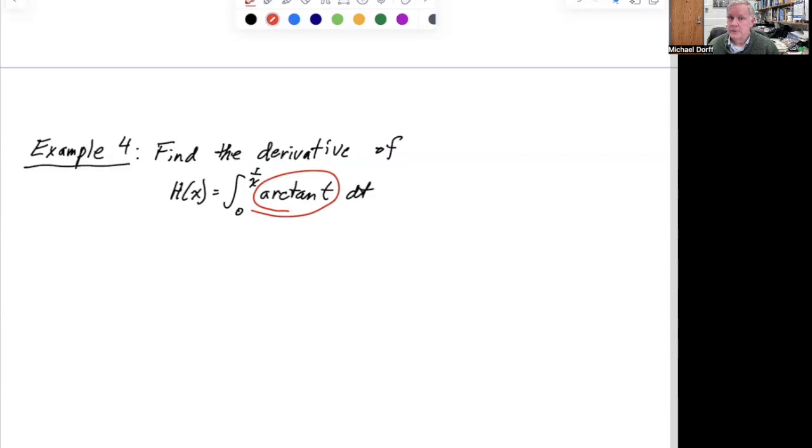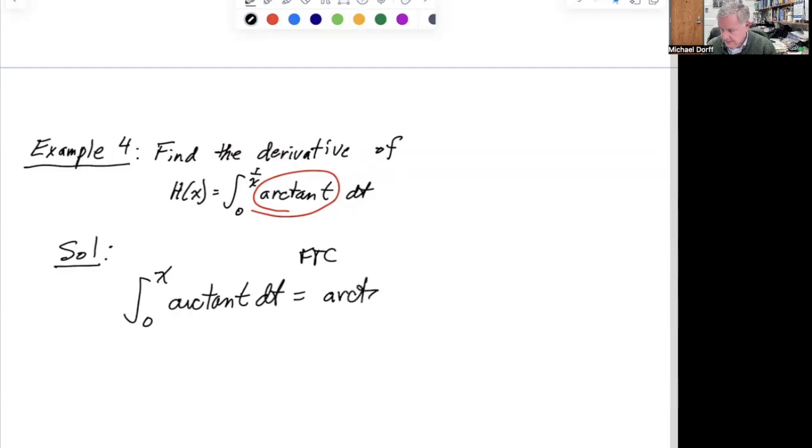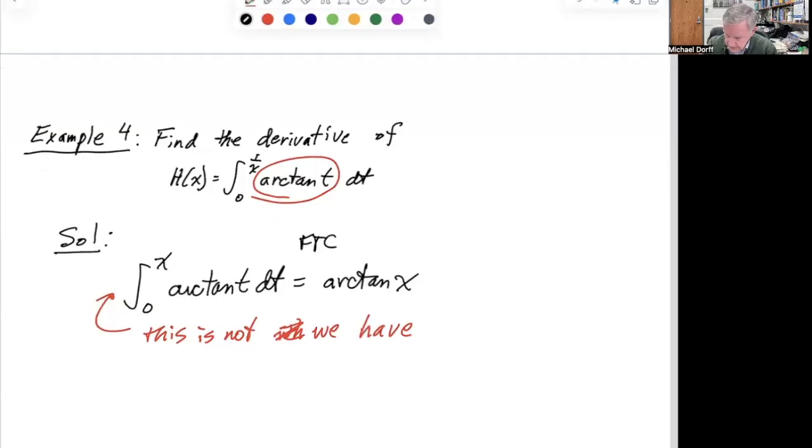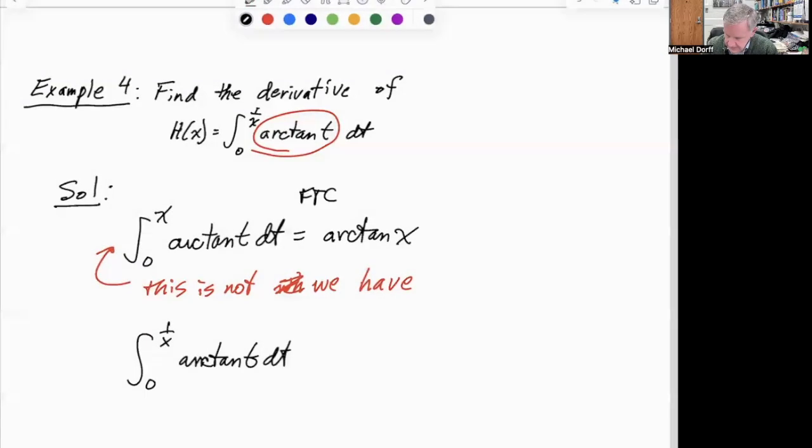We're just going to replace the t's with x's, as long as we start with the form that we're supposed to have. Here's the difficulty though: I don't have that form. If we had this, like this, then I could use the fundamental theorem of calculus, and it would just be arctan of x. But that's not what we have. Instead of having an x up here, we have a 1 over x.